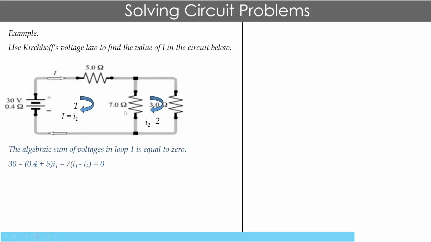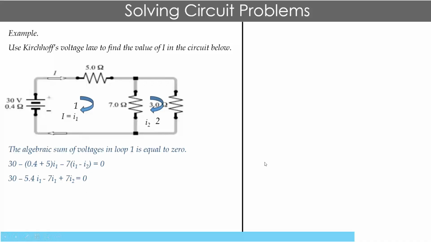So meaning that the voltage drop across this 7 ohm resistor is 7 times I1 minus I2. So 7 into bracket I1 minus I2 will give us the voltage drop here. And again, we have a negative sign, minus 7, because of the voltage drop. So this will be equal to 0. That's 30 minus 5.4 I1 minus 7 times I1 will give us minus 7 I1 plus, because we have minus 7 times minus I2 will become plus 7 I2, equal to 0.